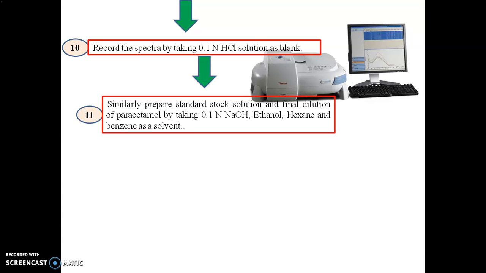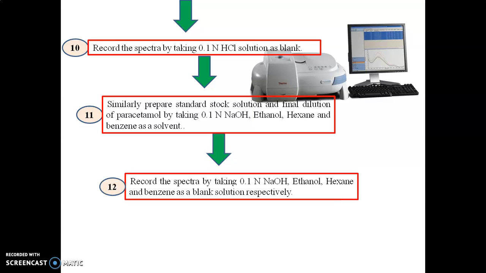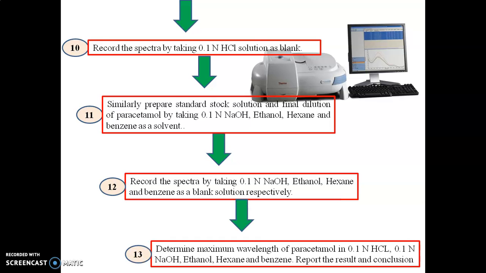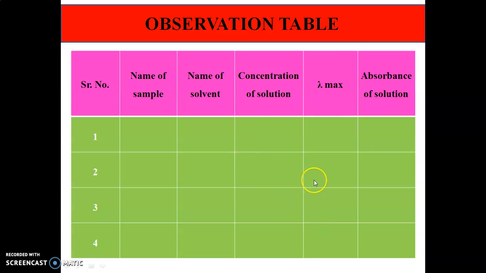Then similarly prepare the standard stock solution and final dilutions of paracetamol by taking 0.1 normal NaOH solution, ethanol, hexane and benzene as a solvent, and then record the spectra by taking 0.1 normal NaOH, ethanol, hexane and benzene as a blank solution respectively. And finally determine the maximum wavelength of paracetamol in all these solvents and report the results and conclusion. So this is the observation table.